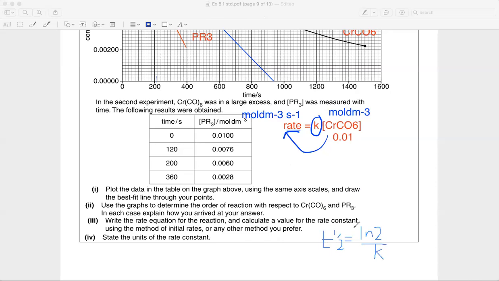So for this question, they give you an option. They say you can use other methods as well. But if they say using initial rates, then you have to use that method. So T half, you already got it as 700, I think, if I'm not mistaken. So you just rearrange for k, ln2 divided by 700, then you should get the answer quickly.